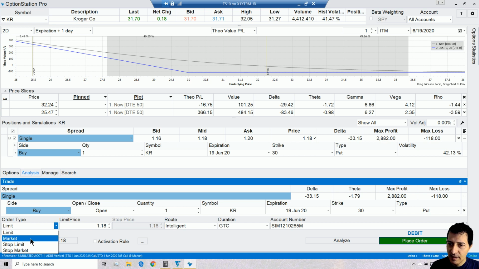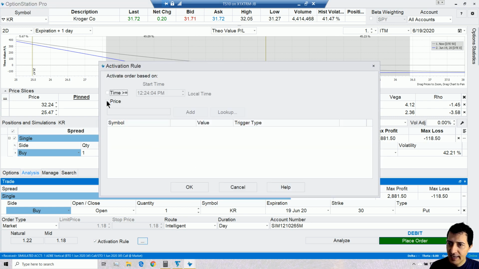Again, I'm going to use market. To be honest, KR is quite liquid, as you can see. I'll make it a day order. And the activation rule here is not going to be less than or equal to, it's going to be more than or equal to.